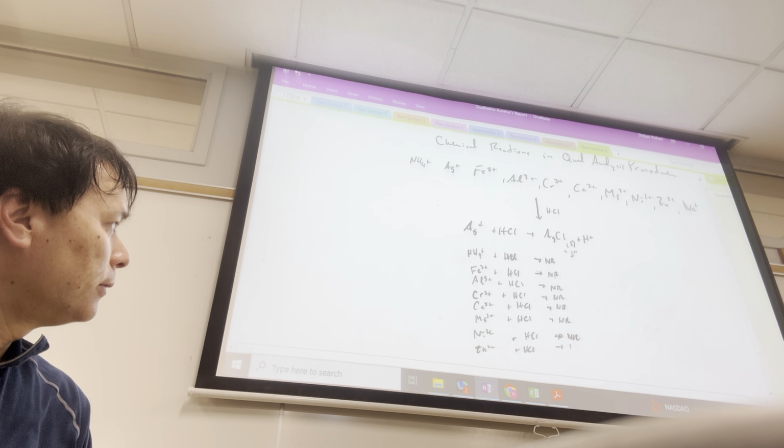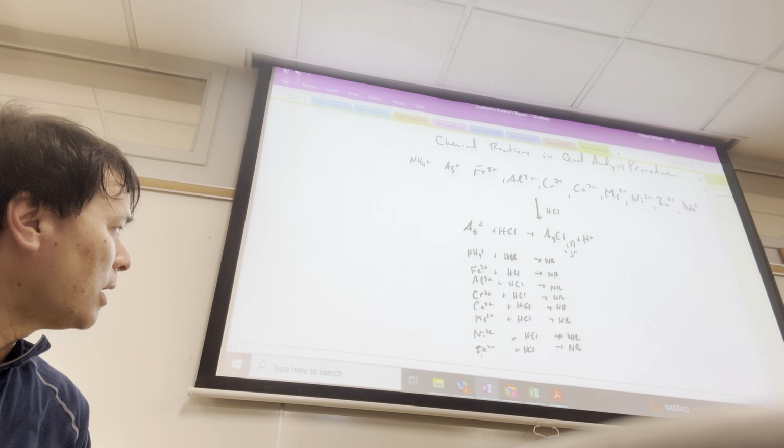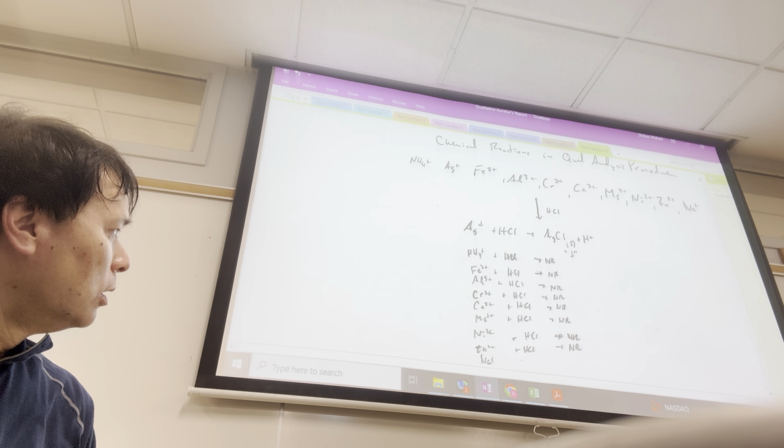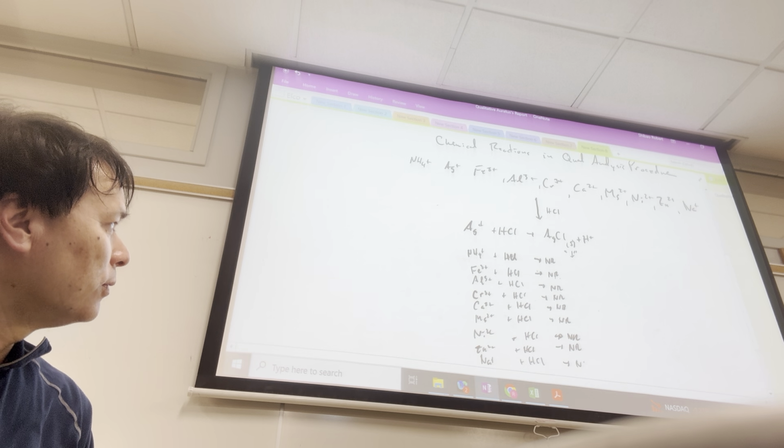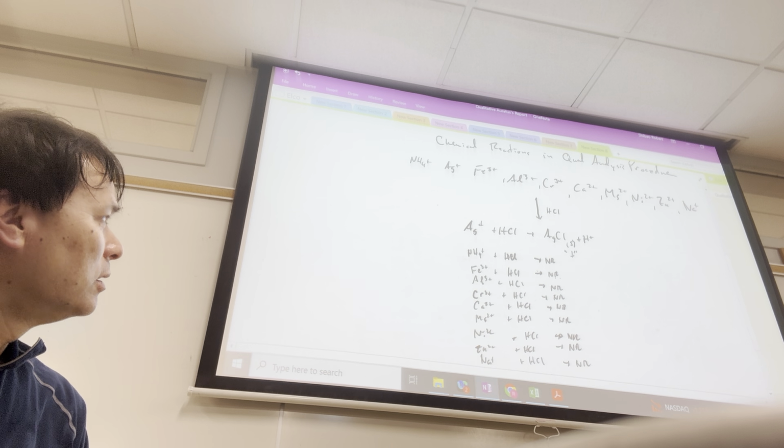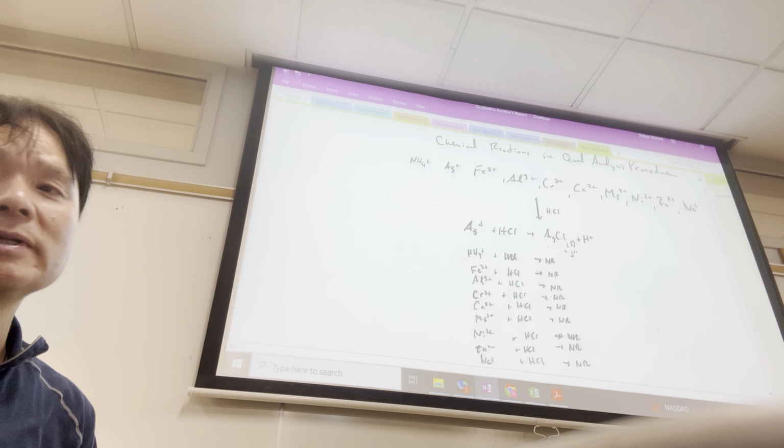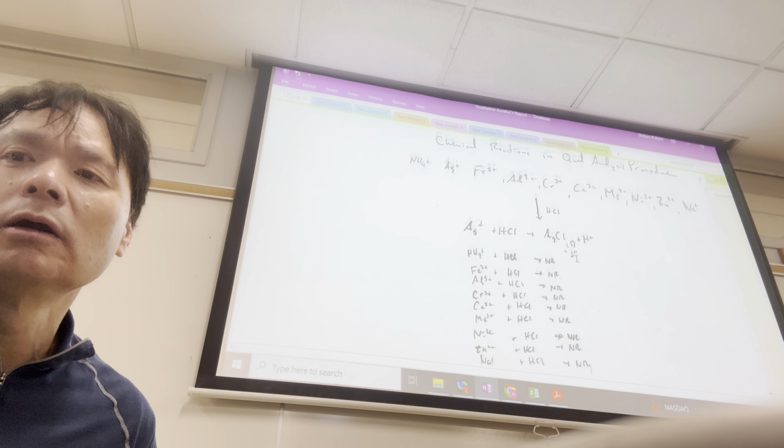And so this is reactive. And sodium ions would form sodium chloride, and sodium chloride is soluble. So the only thing that's going to react is this, which forms a precipitate in this metathesis reaction here.